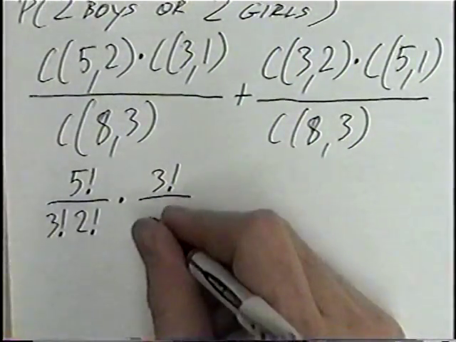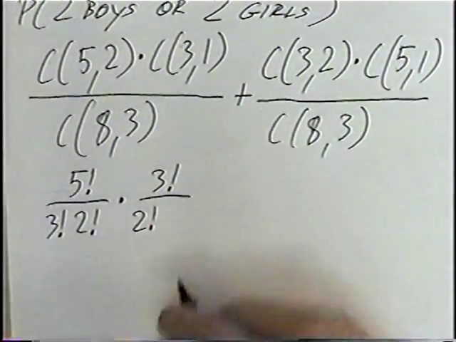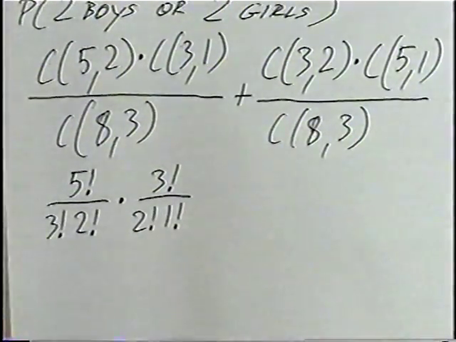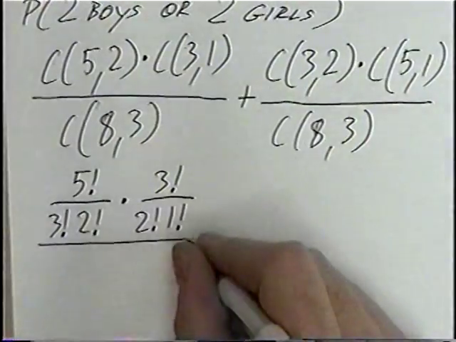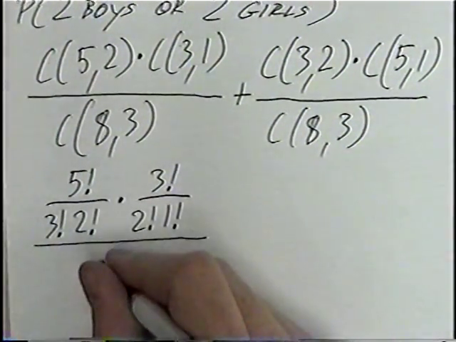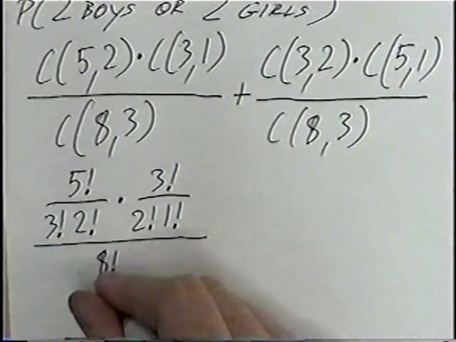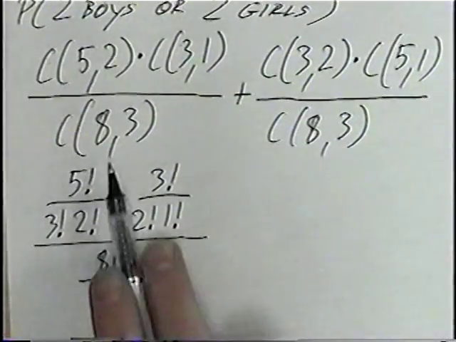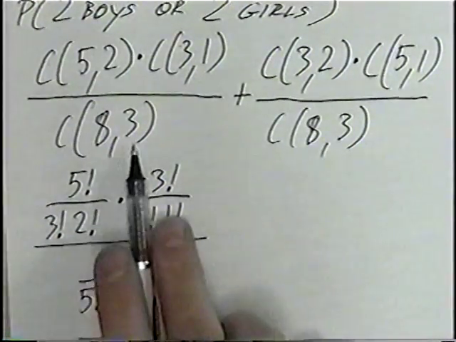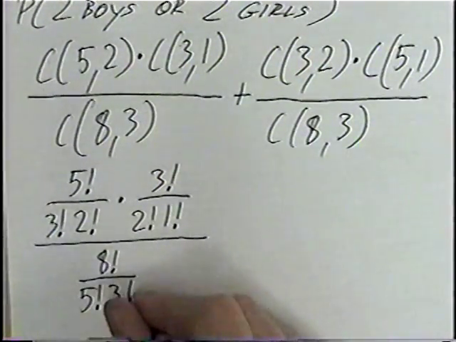Subtracting 3 minus 1 would be 2 factorial, and the extra factorial for the combination would be 1 factorial. For the denominator, combination 8, 3: 8 factorial will be the numerator, divided by 8 minus 3, which is 5 factorial, and the extra factorial, 3 factorial, in the denominator.